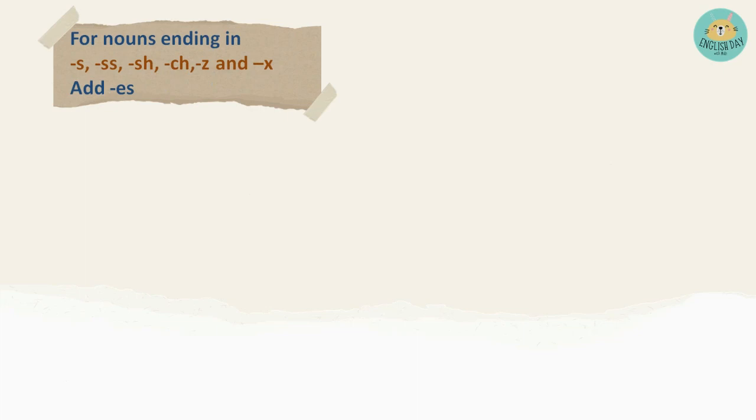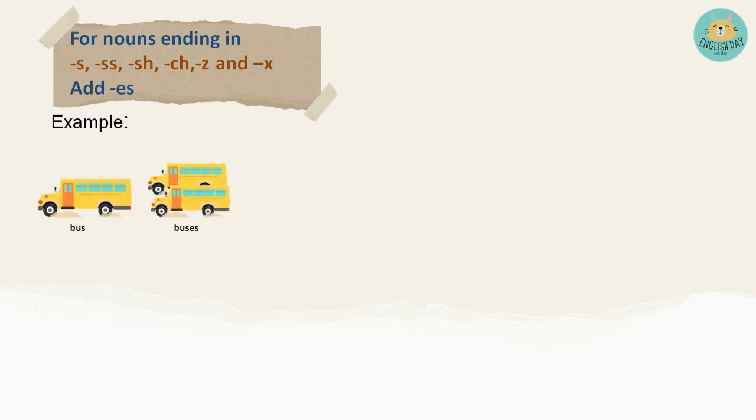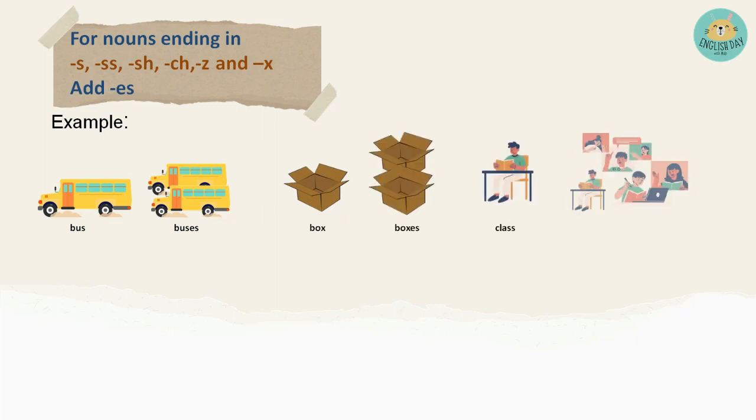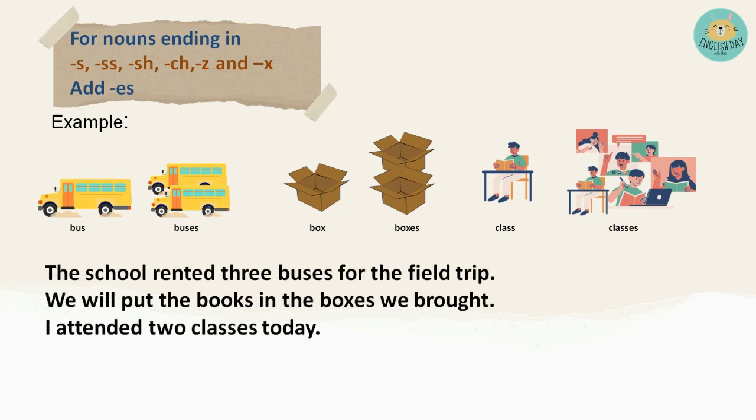Now let's go to the next rule. For nouns ending in s, ss, sh, ch, z, and x, we only need to add es. Now let's have some examples. Bus, buses. Box, boxes. Class, classes.